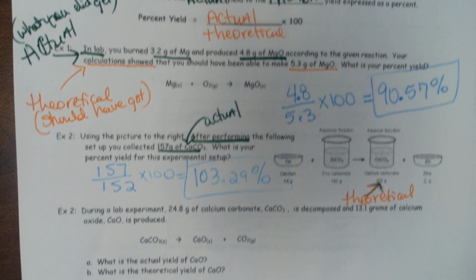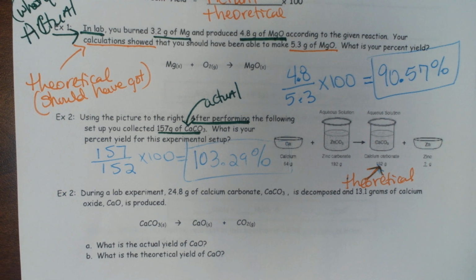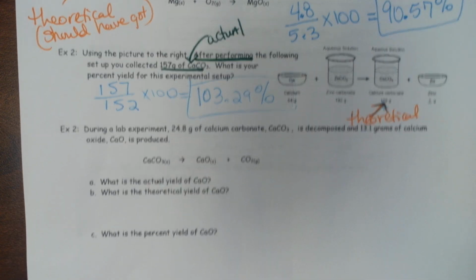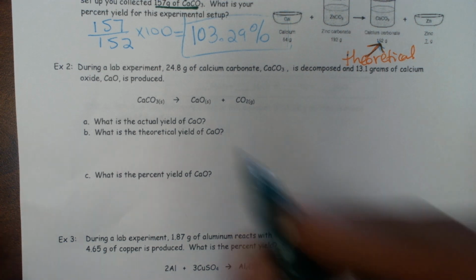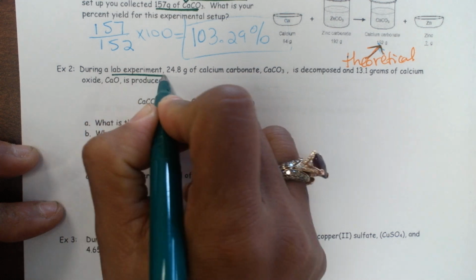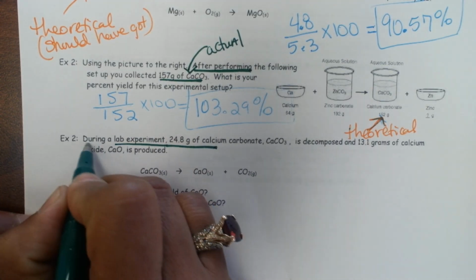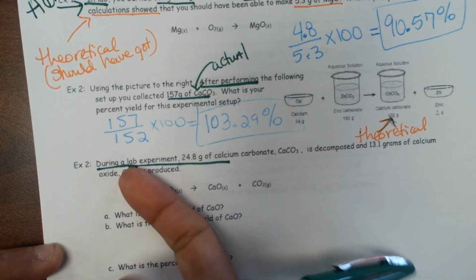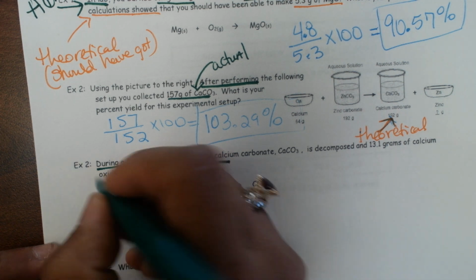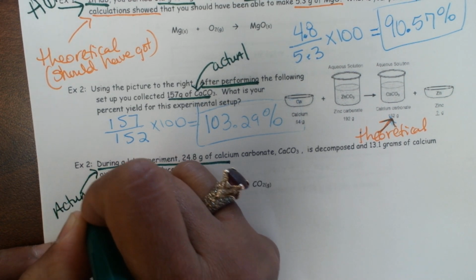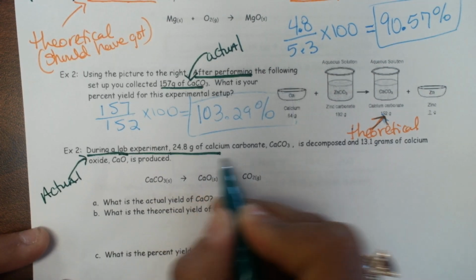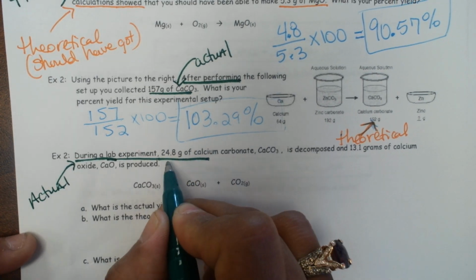I agree that you shouldn't have more than 100. Let's go again. Second example, number 2. During a lab experiment, so I'm going to, 4.8 is under theoretical. Well, if it's during the lab experiment, that means that you're doing it. Okay. Actual. So I'm going to put a little arrow and put actual, because in the lab experiment, this is what you're doing right here.